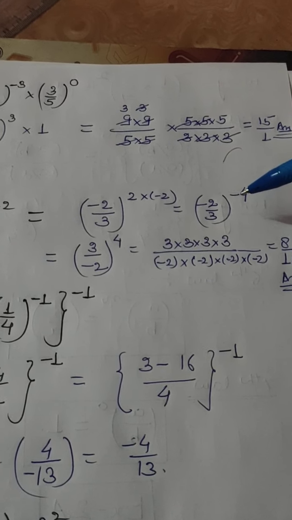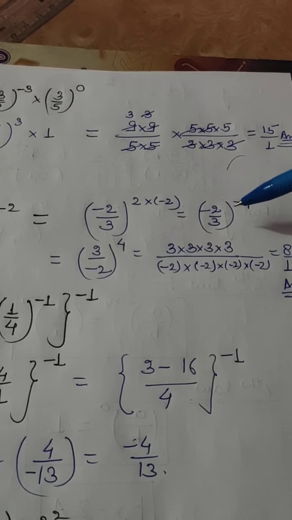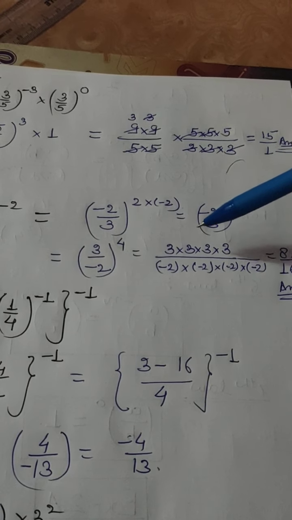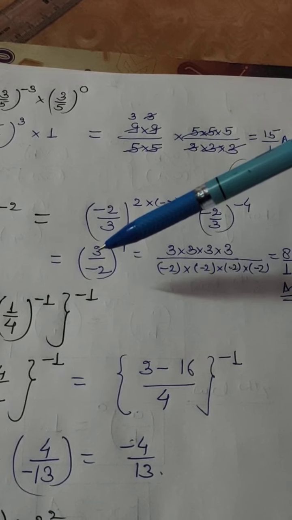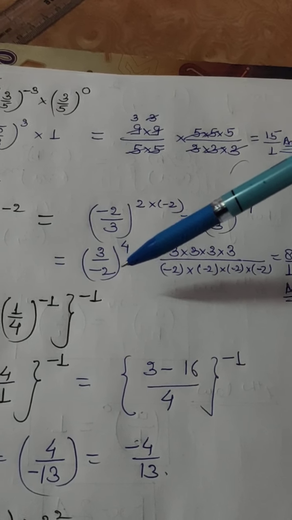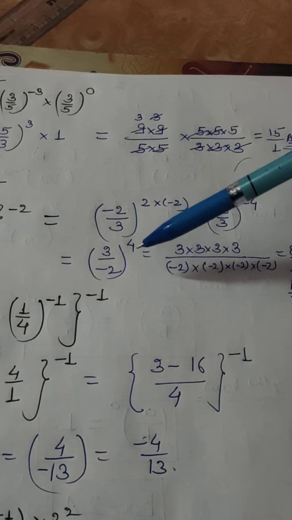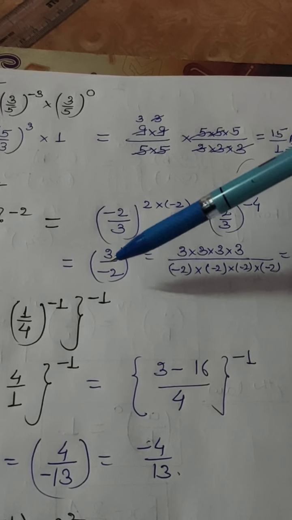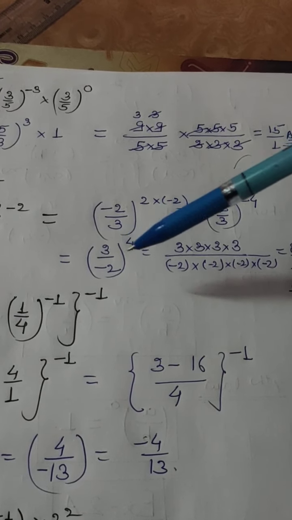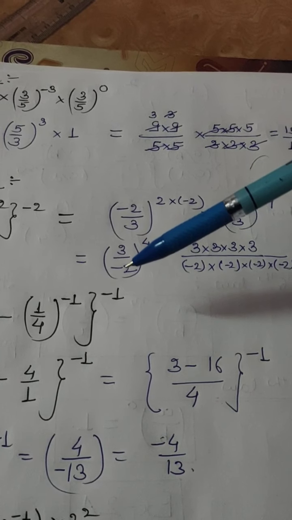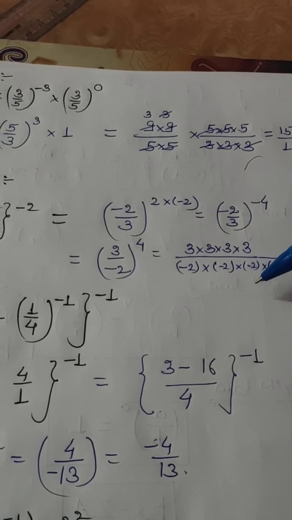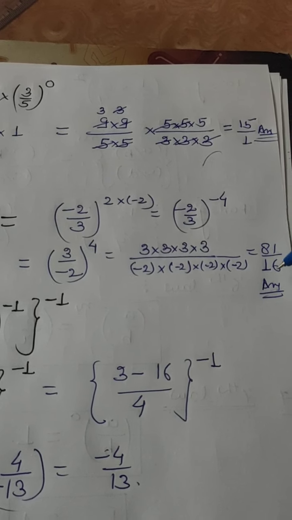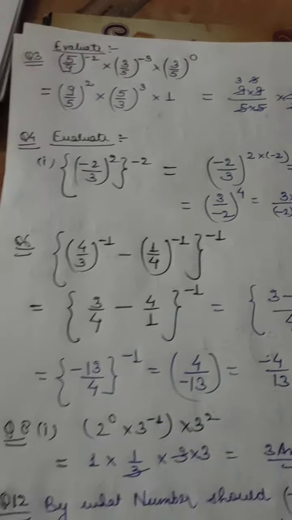Minus 2 by 3 to the whole power minus 4. Now in order to make this power positive, we have to take the reciprocal of the inside rational number. So after taking the reciprocal, we get 3 by minus 2 to the power 4. This power will become positive. Now we have to multiply this 3 how many times? 4 times. And we have to multiply this minus 2 how many times? 4 times. After multiplying 3 four times, we will get 81 by 16 as the answer.